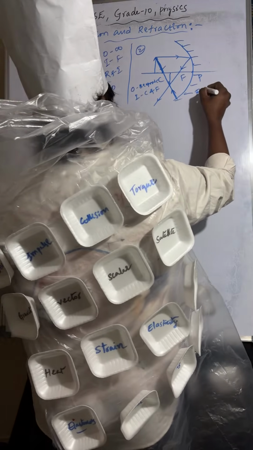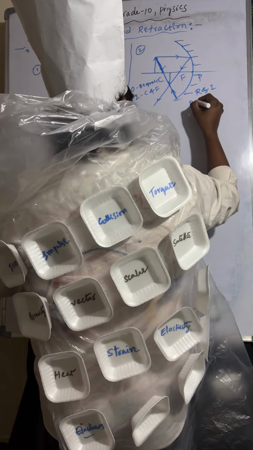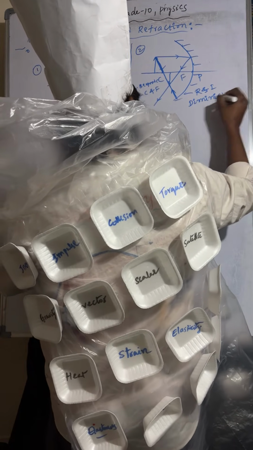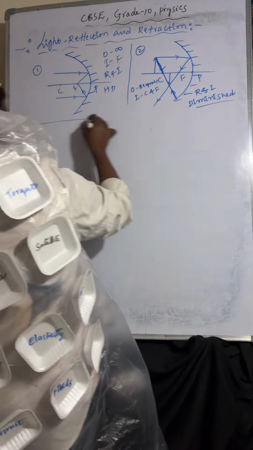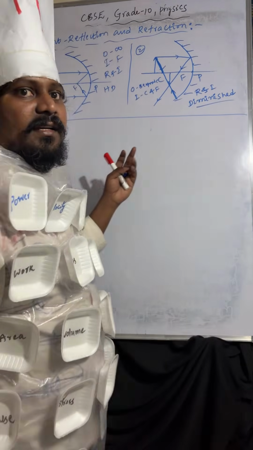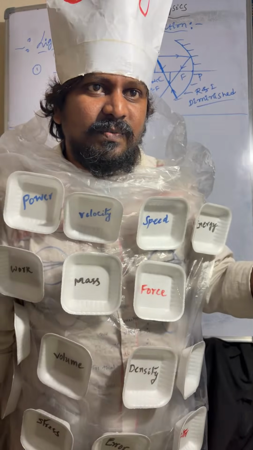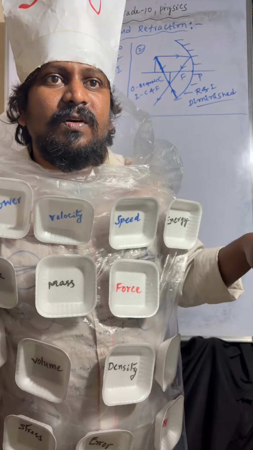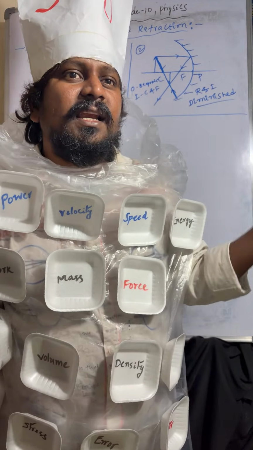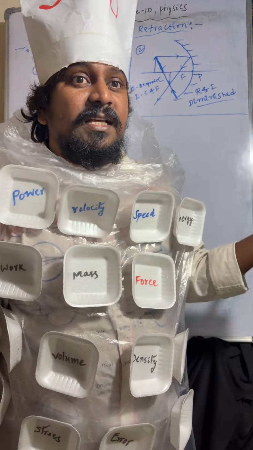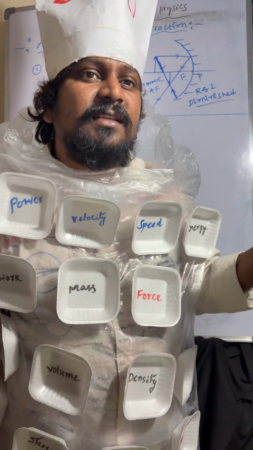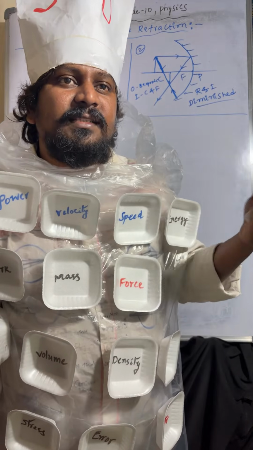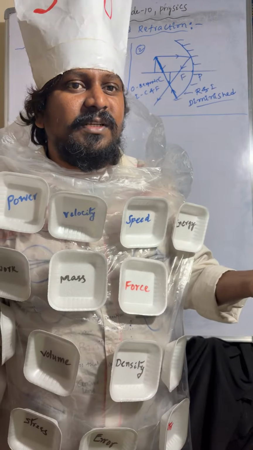Nature of the image is real and inverted. Size of the image is diminished. Compared to the object, image size is decreased. Okay. First case, object is placed at infinity, image will form at focus. Nature of the image is real and inverted, size of the image is diminished. Second case, object is placed beyond center of curvature, image will form between C and F. Nature of the image is real and inverted and size of the image is diminished.